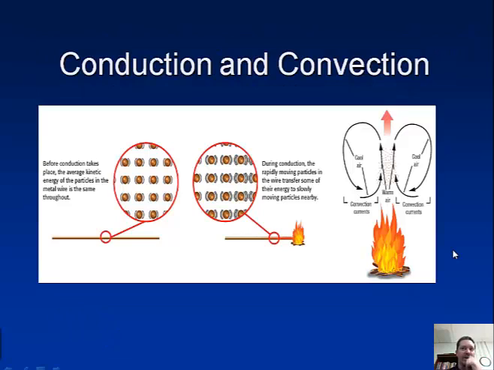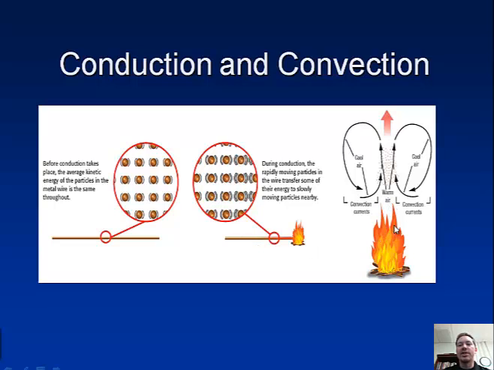So looking at conduction versus convection: before conduction can take place, the average kinetic energy of the particles is the same throughout. Then as conduction takes place, if we heat one side of, say, a metal bar, the heat is going to transfer. These particles are going to heat up and move faster and cause this thermal energy, this kinetic energy, to be transferred through this object.